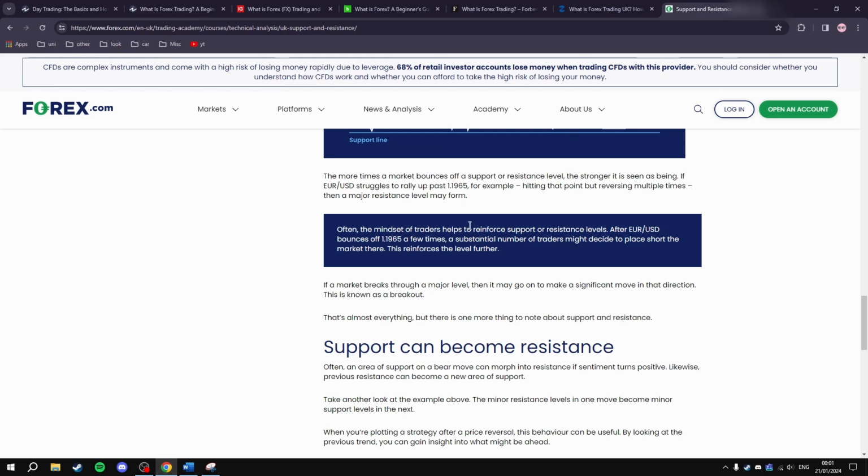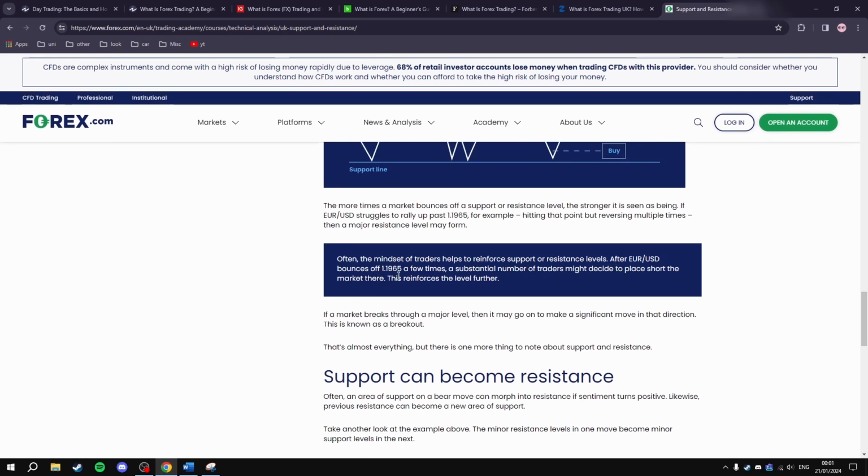Often the mindset of traders helps to reinforce support and resistance levels. After EUR/USD bounces off 1.1965 a few times, a substantial number of traders might decide to place short trades here. This reinforces the level further.